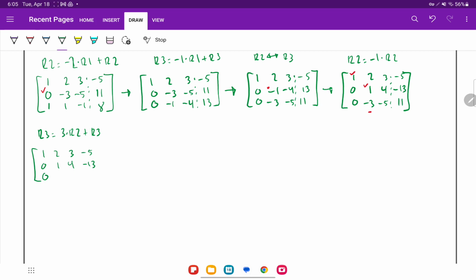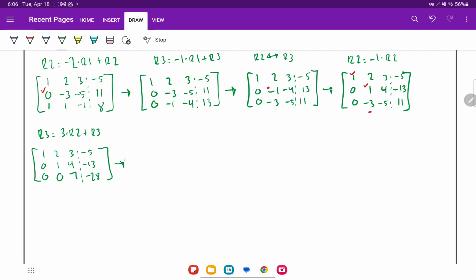Oh, sorry, I think I said negative 1, sorry. So let's try that again. 0 times 3 is 0, 0 plus 0 is 0. 1 times 3 is 3, 3 minus 3 is 0. 4 times 3 is 12, 12 minus 5 is 7. And then negative 13 times 3 is negative 39. Negative 39 plus 11 is negative 28.